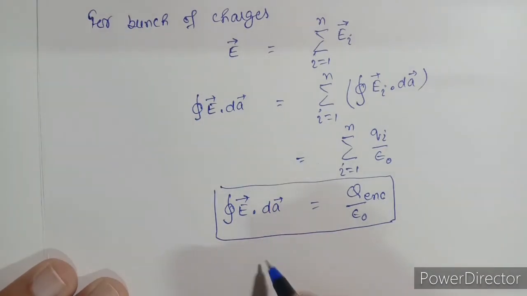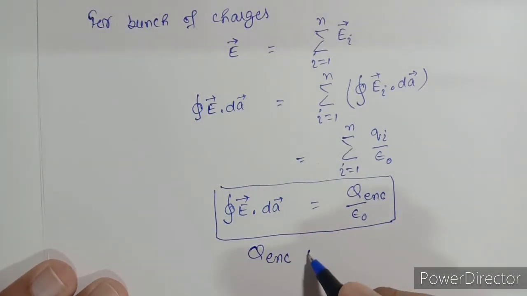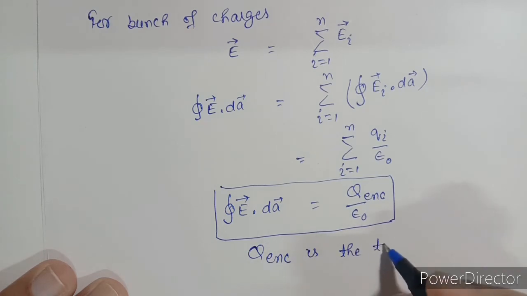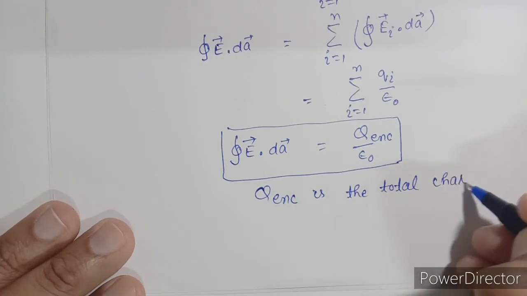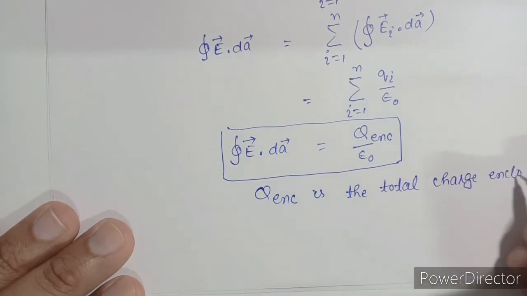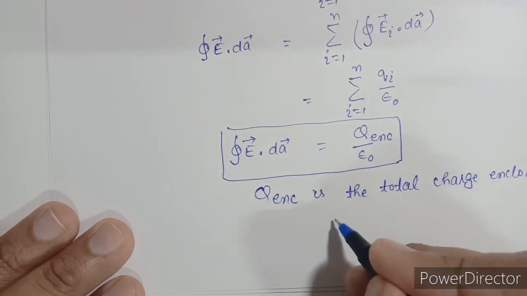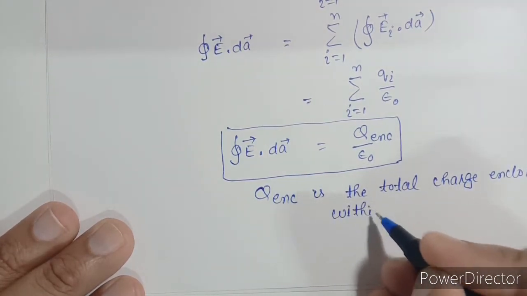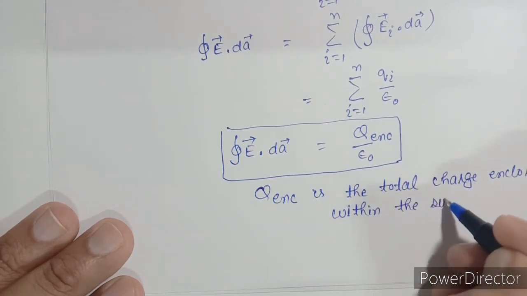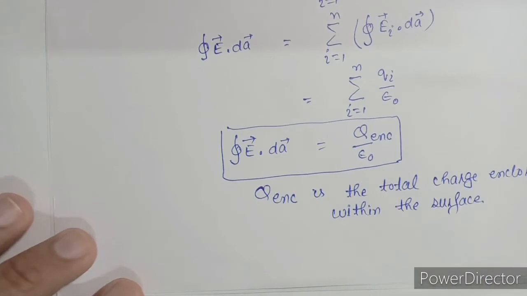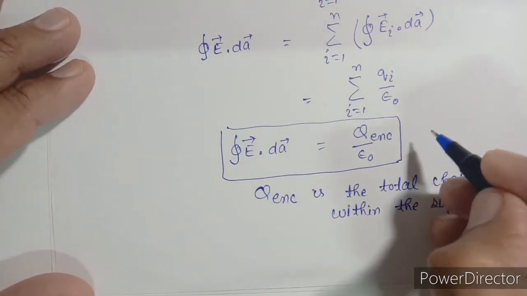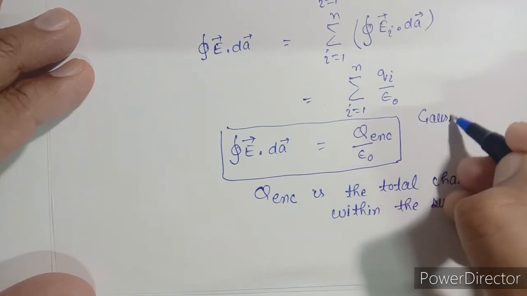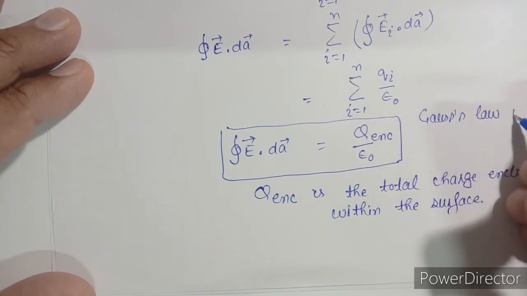So here q enclosed is the total charge enclosed within the surface. Okay, the total charge enclosed within the surface. So this is Gauss law in integral form.